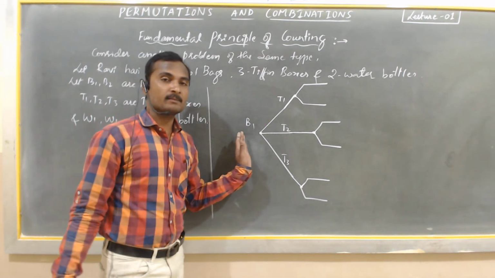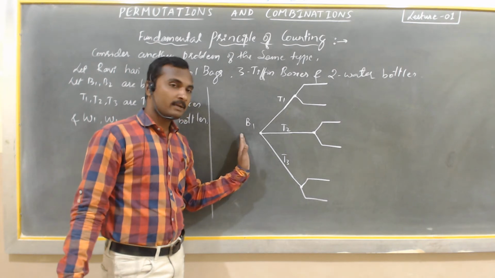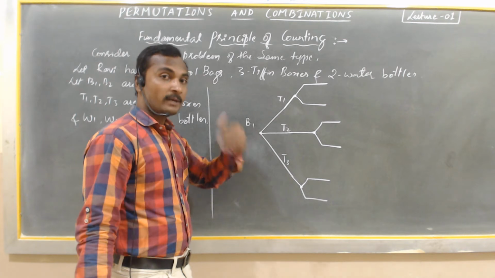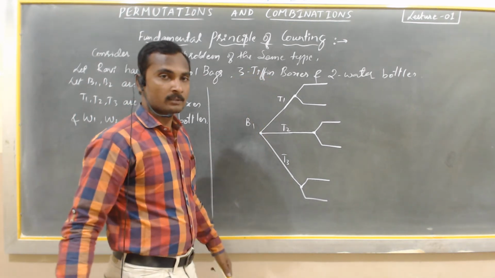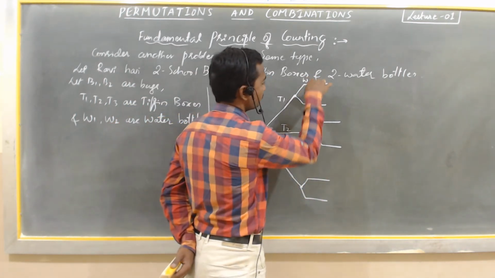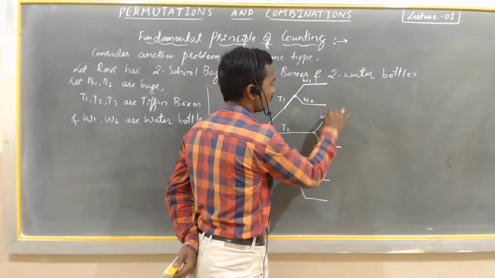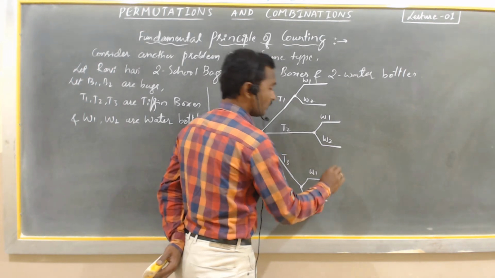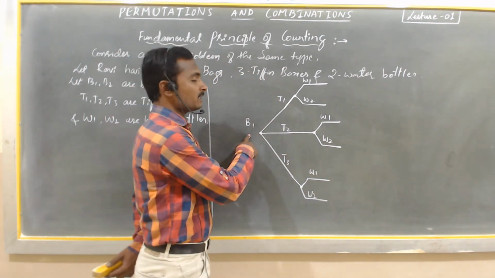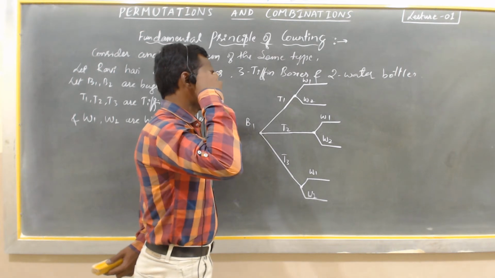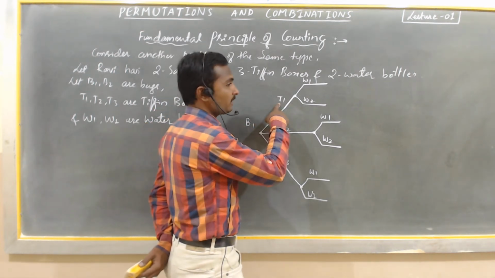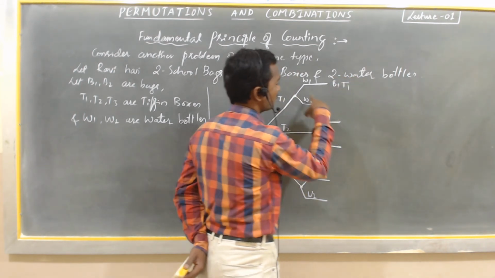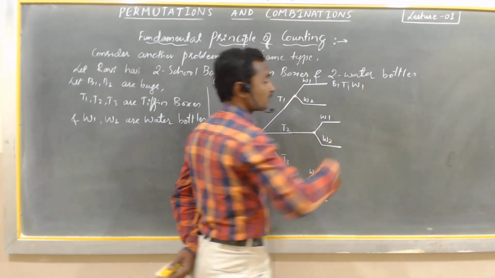Let's consider the case of bag 1. If bag 1 is paired with the first tiffin box, the second tiffin box and the third tiffin box, what are the possible combinations of the water bottles? Suppose water bottle 1 and water bottle 2 are available for each. With the first bag and the first tiffin box, the first water bottle can be arranged.